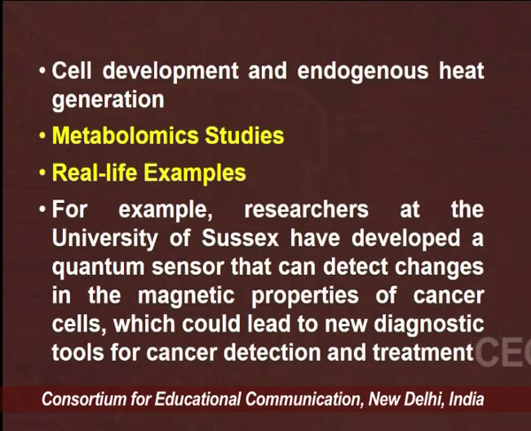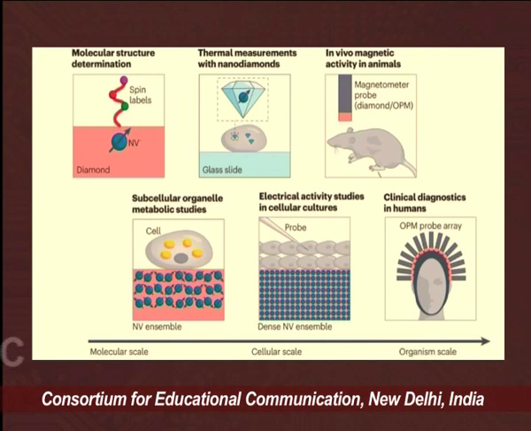If we talk about real time applications of these metabolomics studies, then an example is that researchers at the University of Sussex have developed a quantum sensor that can detect changes in the magnetic properties of cancer cells, which could lead to a new diagnostic tool for cancer detection and treatment. So you can see various cells can be detected through these magnetosensors, and even a very minute single neuron can be detected through these quantum sensors.